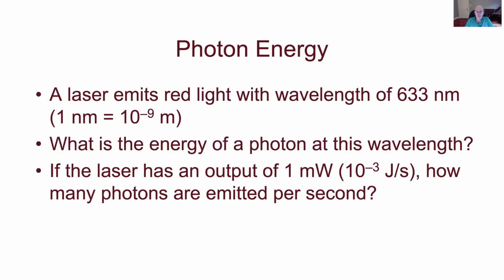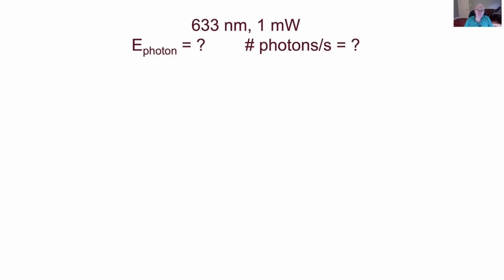First, I'm going to calculate the energy of a photon at that wavelength. We just saw an equation that will let me do that. Then the second part of the question, which some of you might find a little more challenging or less obvious how to do, is we're going to say that my laser has an output power of 1 milliwatt, or 10 to the minus 3 joules per second. And I'm going to use that fact to calculate how many photons are emitted by this laser per second. If you want, you might pause the video and take a moment to think about how you might do at least that second part of the calculation. The first part, I hope, is relatively obvious.